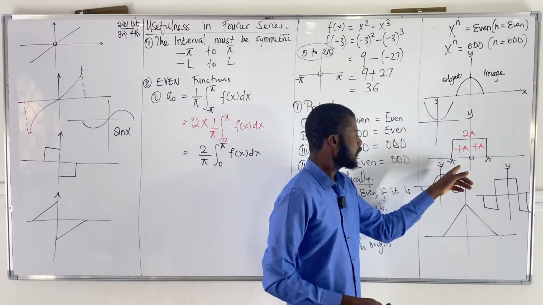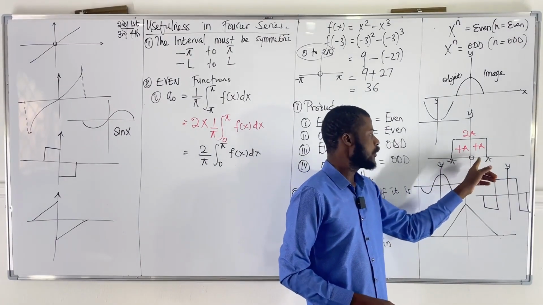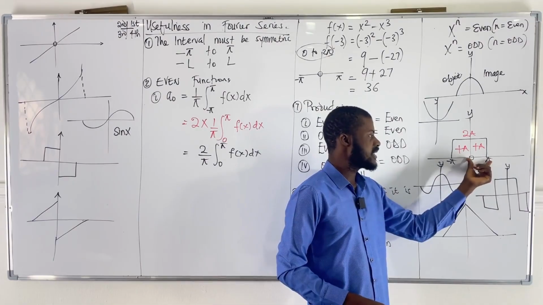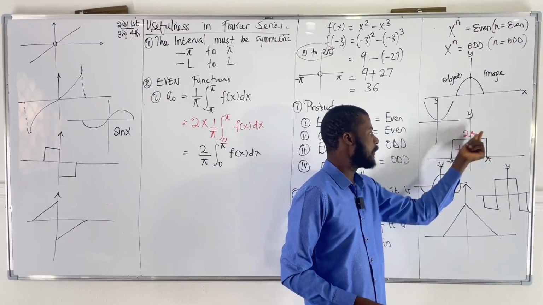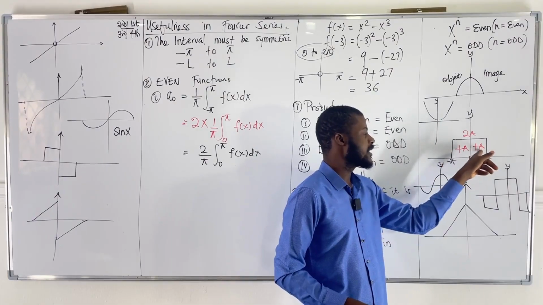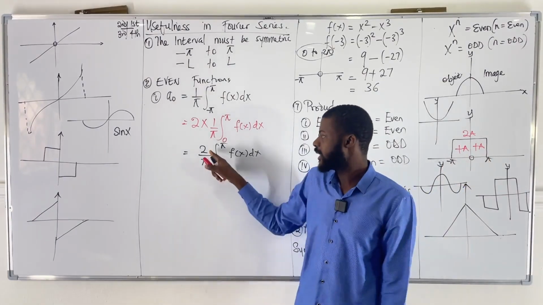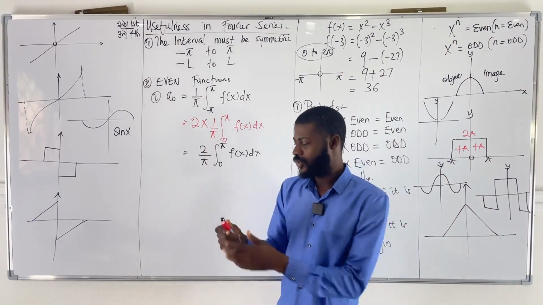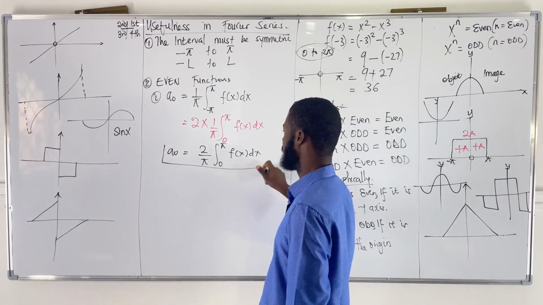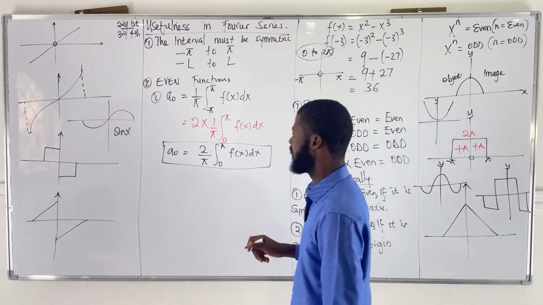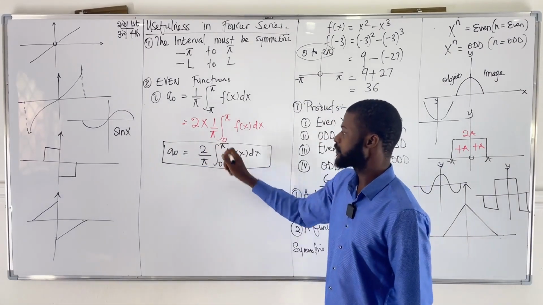Back to the graph again. Let me explain. From 0 to pi, you integrate this part, you get only one a. But to get the full area, because this part is exactly equal to this part, just multiply it by 2. So that's why this 2 is here. So this is your formula. This is a naught. We call this a simplified version of a naught. This is your a naught.